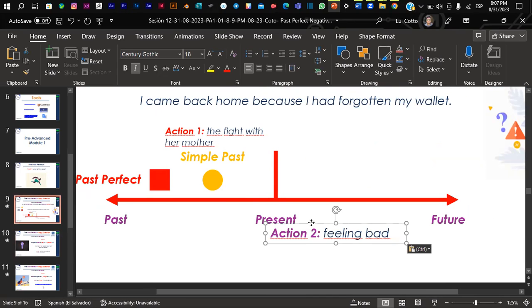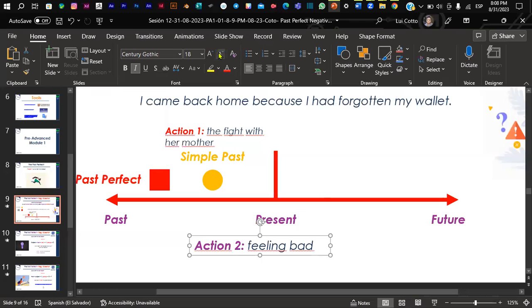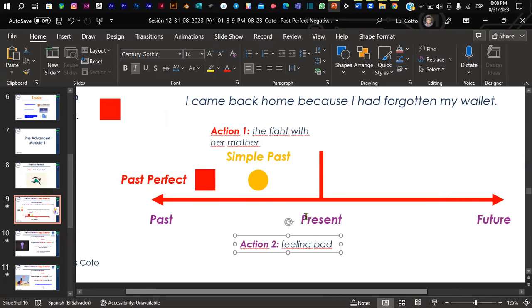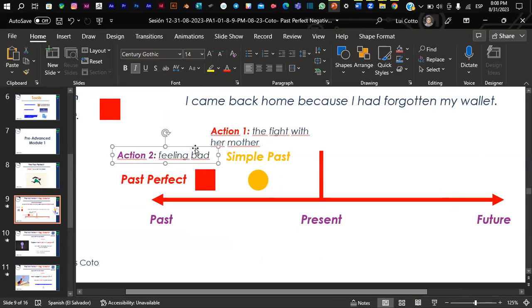So, action two, what is the place for the action number two? Past perfect. In the past. Correct. I place it in the past perfect. Okay. In this case, if you check, first you fight, then you feel bad.